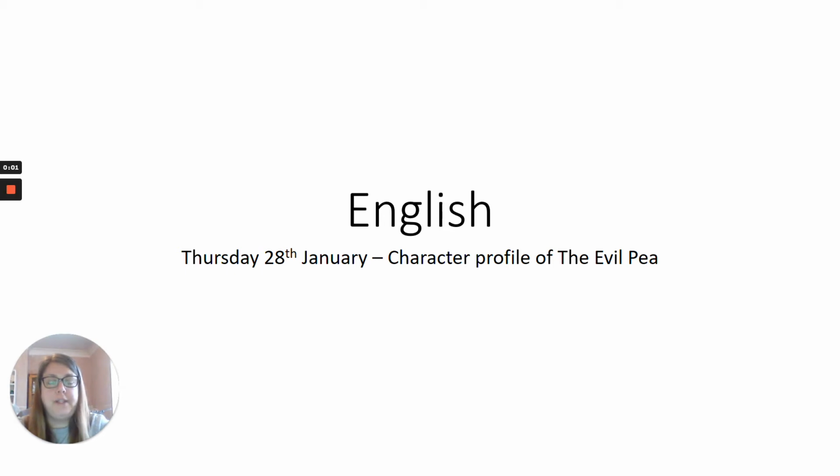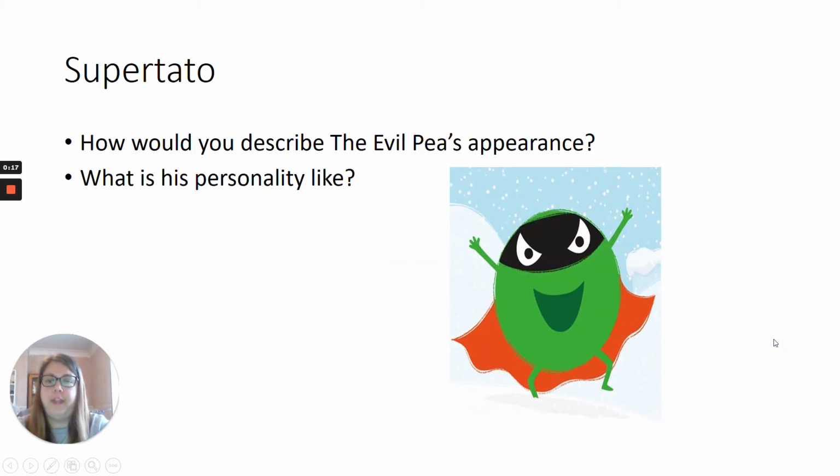Hi everybody, today's lesson is very similar to yesterday's. However, we're going to do a character profile of the evil P from the story of Sue Potato. Don't forget, if you haven't watched the story, make sure you watch it so you know what type of character evil P is. So, first of all, we're going to have a think.